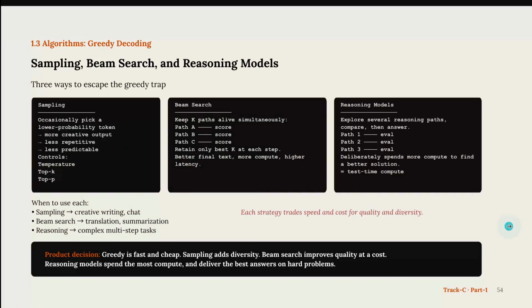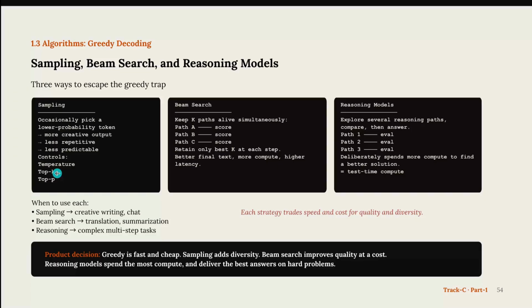The greedy trap can be escaped using one of these three. One is called sampling. Occasionally we pick a lower probability token and deliver it. That's how we use temperature for controlling, top K and top P values, for RAG, for your Gen AI, and so on. You can control these to be a little more creative, less repetitive, and less predictable.